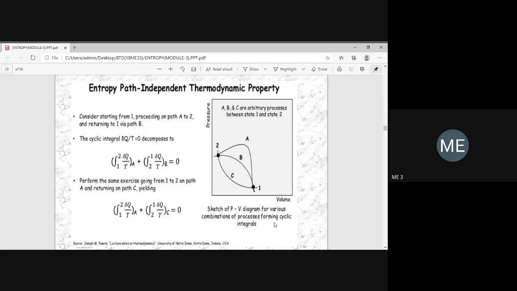The next concept, we have to prove the entropy is a property of the system. As I said, like other properties, entropy is also a property of the system. For that purpose, we have to draw the diagram. Here you see we are having three paths. 1 to 2 by following path A, 1 to 2 by following path B, and 2 to 1 by following path C.